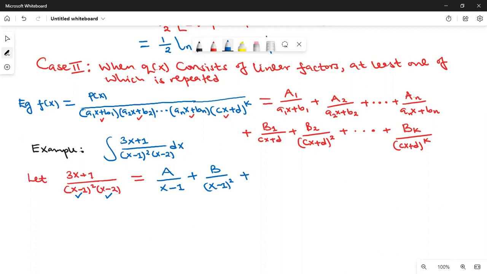Then our third fraction will be corresponding to x minus 2. So the numerator you can write C capital over x minus 2. So that is what we have. Now our task is to be able to find the values of the constants A, B, and C. So we multiply this by the LCM. Our LCM is x minus 1 squared times x minus 2.